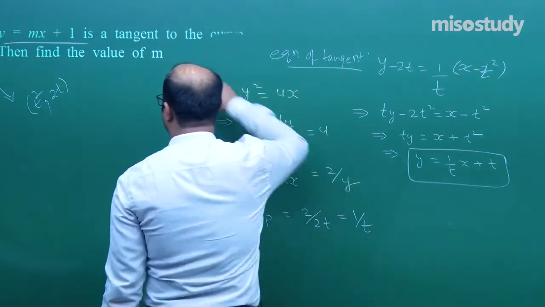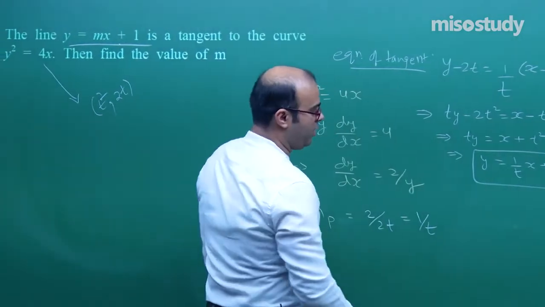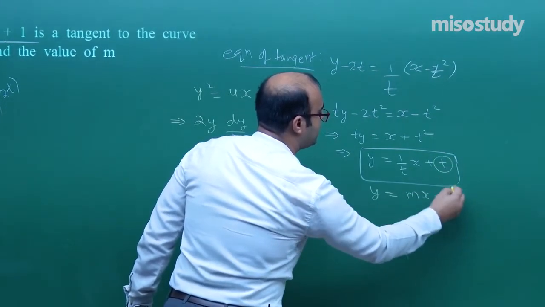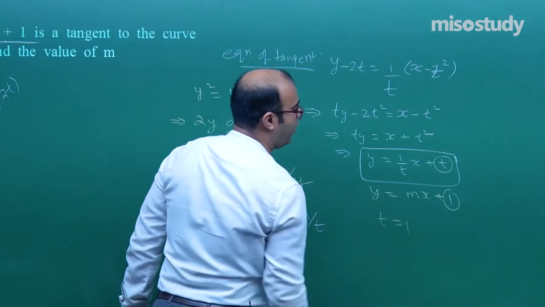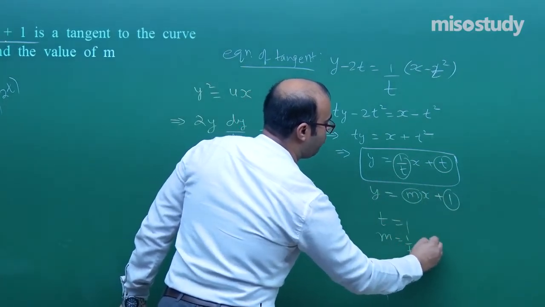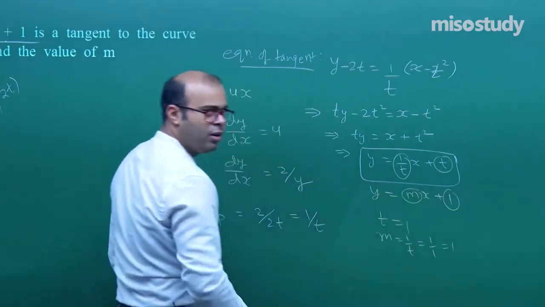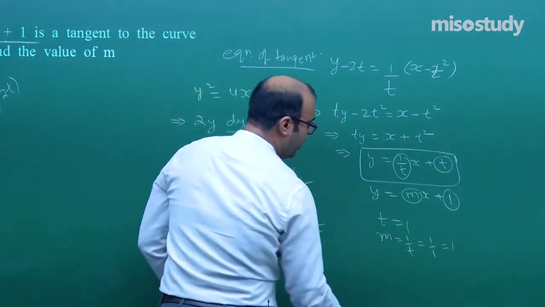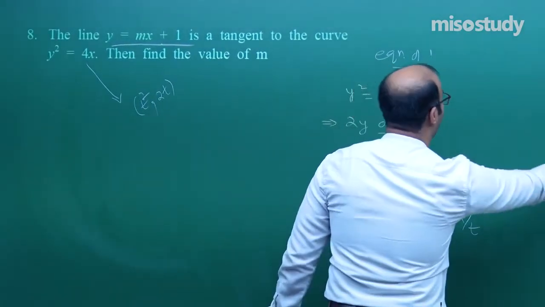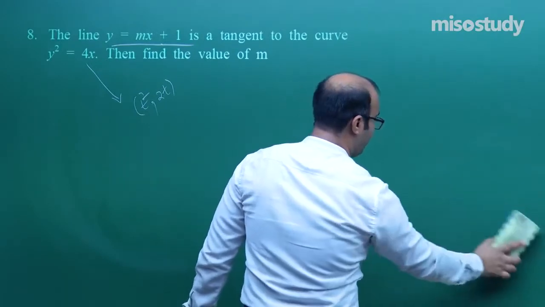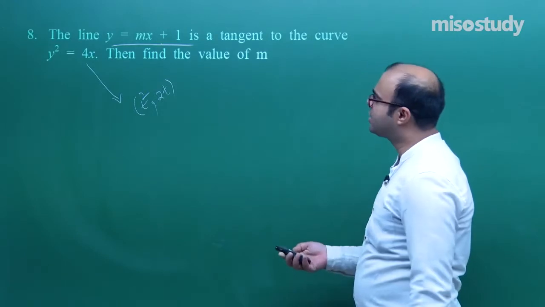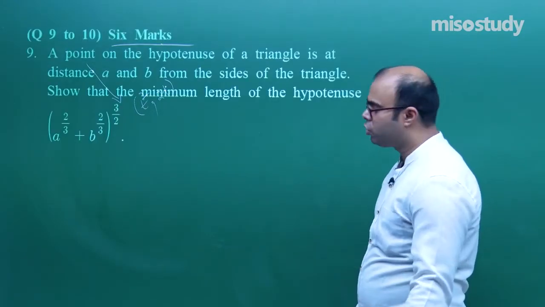But what is given? It is given as y is equal to mx plus 1. So if both the tangents are same, then this t is replaced by 1. So t is equal to 1. Then this m, which is actually 1 by t, will become 1 by 1, that is also 1. So we find out by comparing the equation of the tangents. One tangent is given to us, another tangent we have found out by using the derivative concept and slope of the derivative.